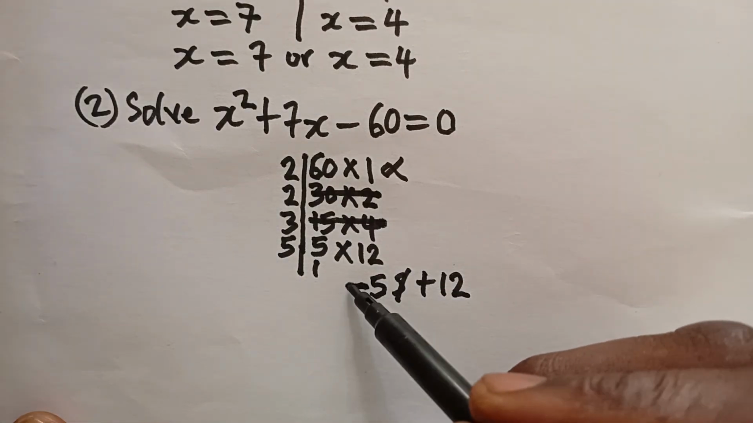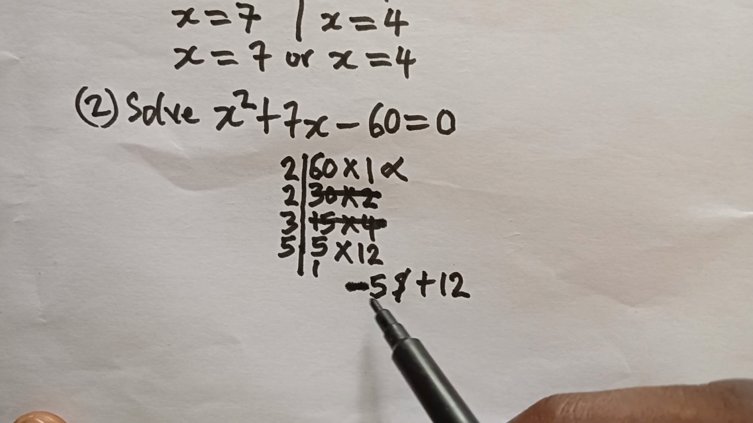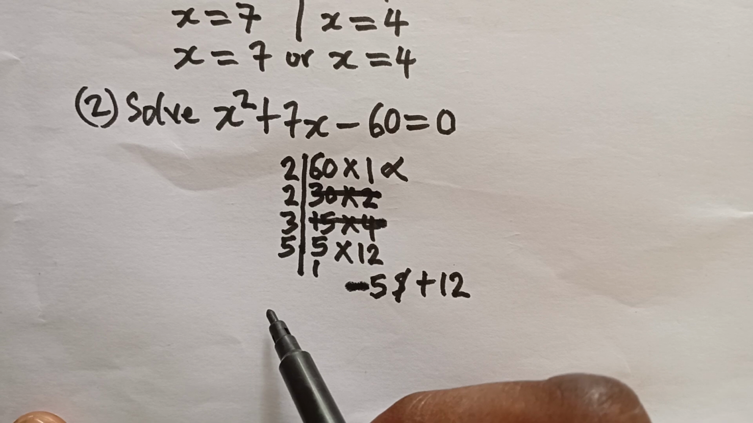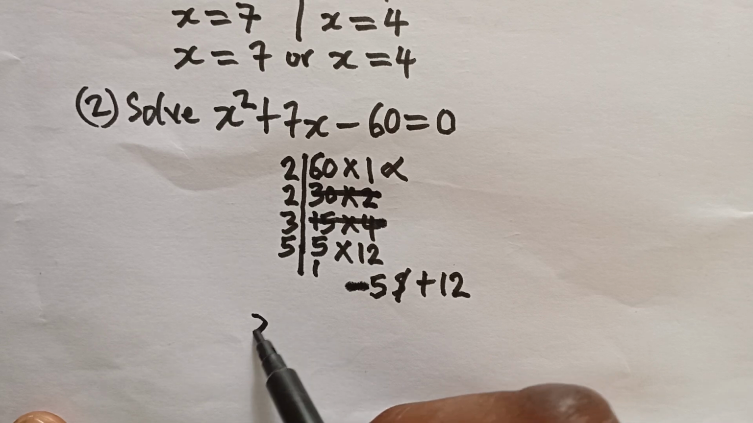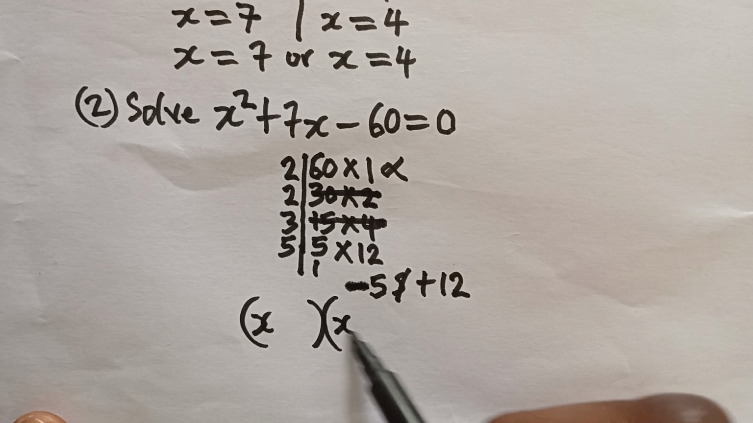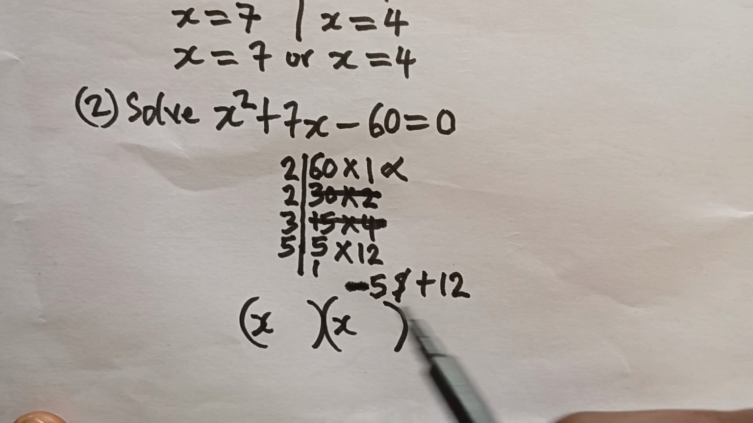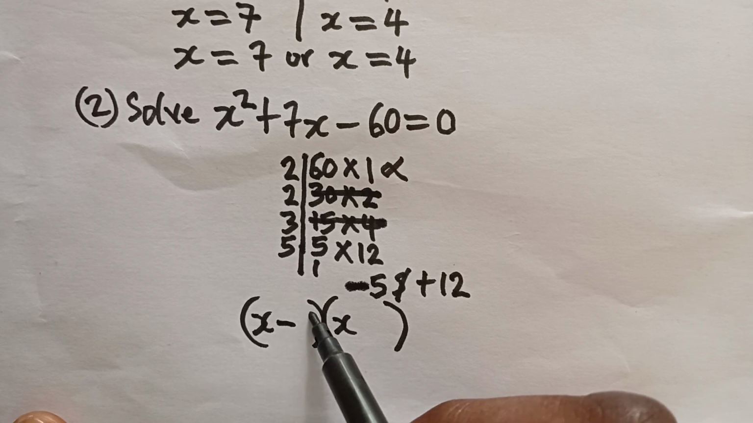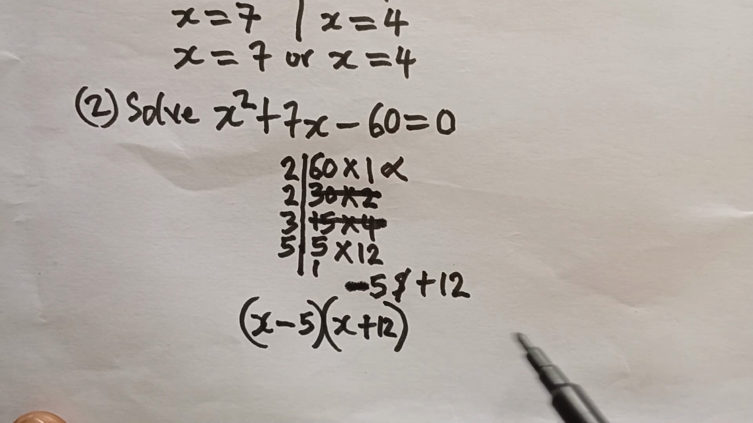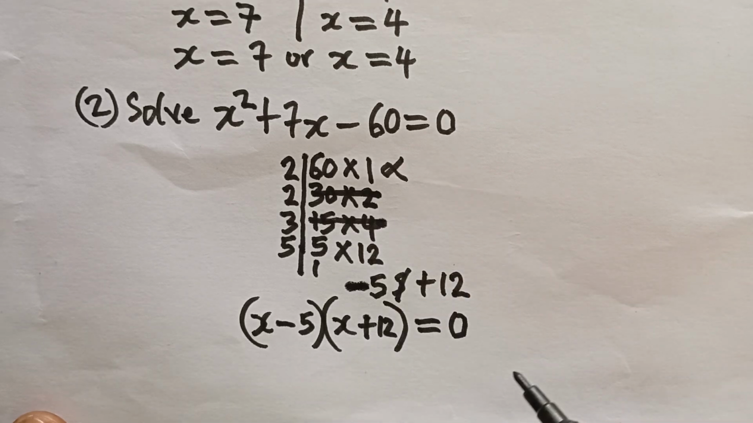So the best way to do this now will be to put these values in brackets. For us to put these values in brackets, we're going to say x, we open a bracket, and then we take another x, open the bracket. So what do we do next? We put these values inside the brackets. So this becomes minus 5 in this bracket, and this becomes positive 12 in the bracket. And don't forget, we are solving an equation, so we equate it to 0.